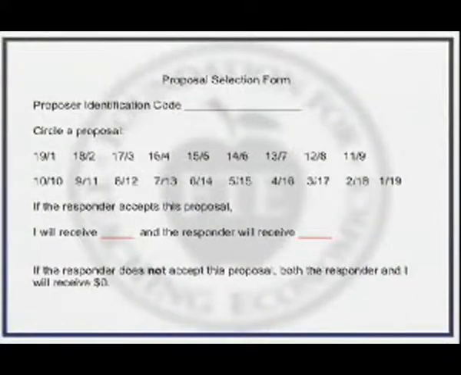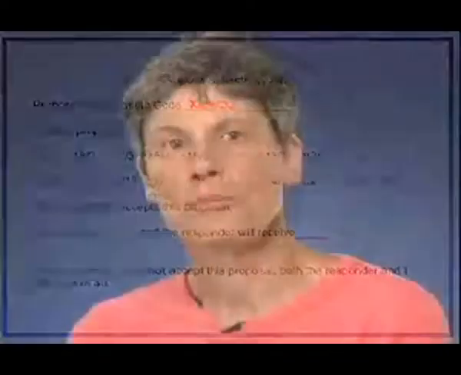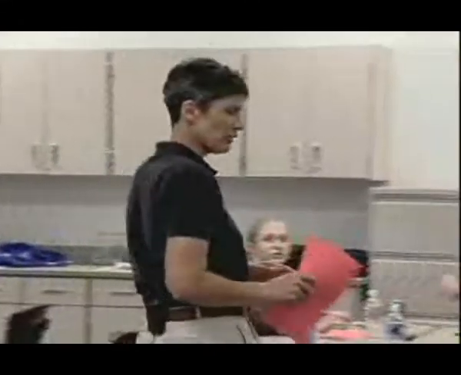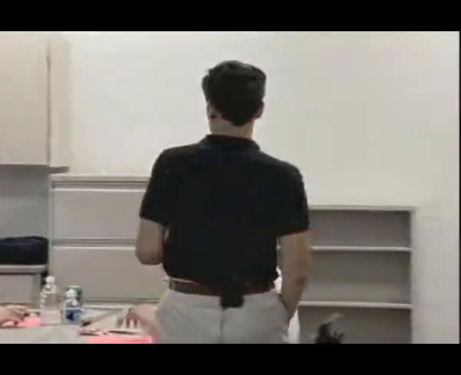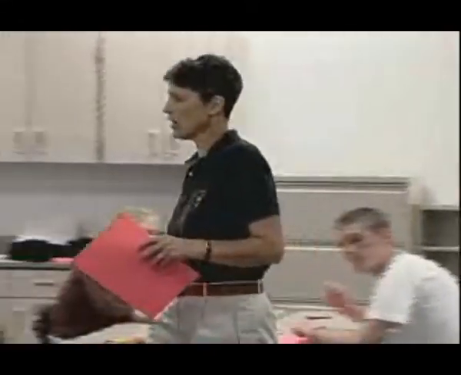Use an overhead transparency of the proposal selection form to walk these students through their instructions. First, students must transfer their identification codes from the sticky note to the proposal selection form. Remind them that this is the way they'll collect their winnings at the end of the activity. The top of the form says proposal selection form, and the first blank says identification code. Put in that code what's on your sticky note.